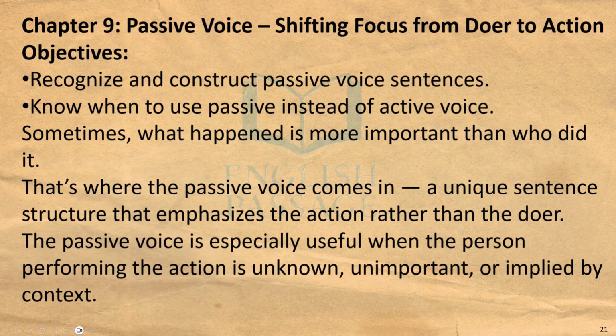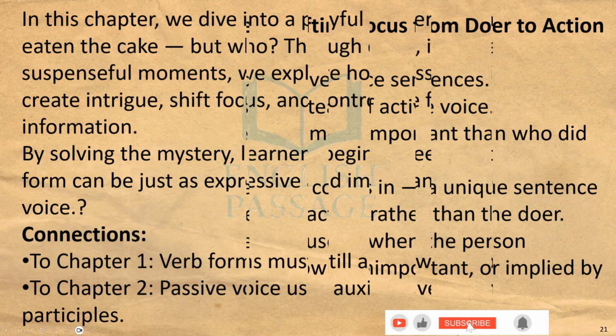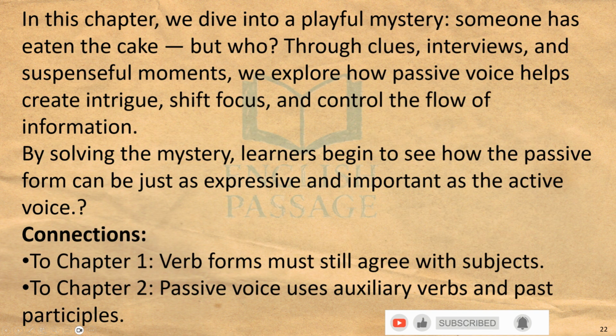The passive voice is especially useful when the person performing the action is unknown, unimportant, or implied by context. In this chapter, we dive into a playful mystery. Someone has eaten the cake. But who? Through clues, interviews, and suspenseful moments, we explore how passive voice helps create intrigue, shift focus, and control the flow of information. By solving the mystery, learners begin to see how the passive form can be just as expressive and important as the active voice.